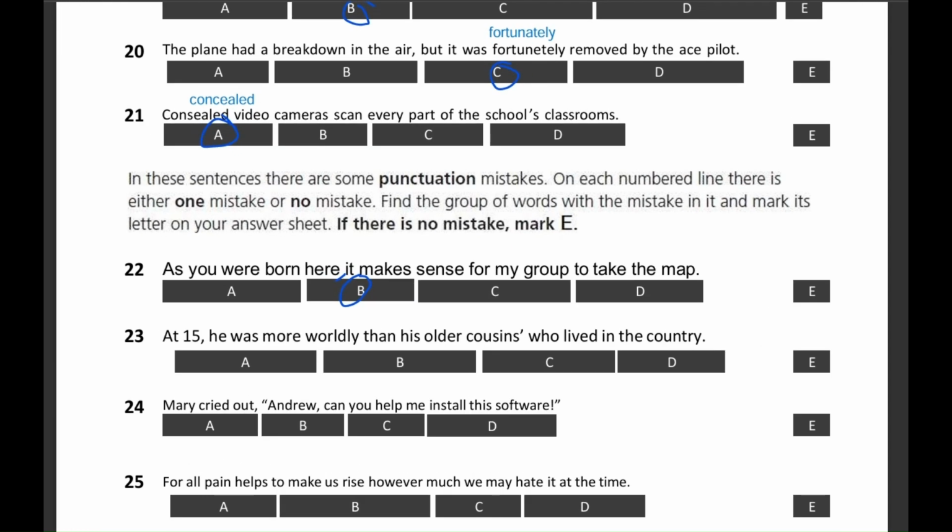Question 23 is next. The sentence is, at 15, he was more worldly than his older cousins who lived in the country. The answer is option C. The apostrophe is not in the correct place. It should either be cousins who lived or cousins' lives. Let's move on to question 24.